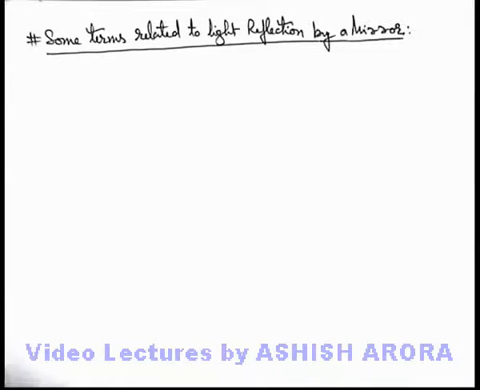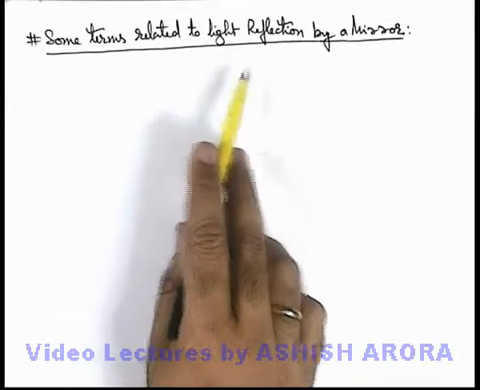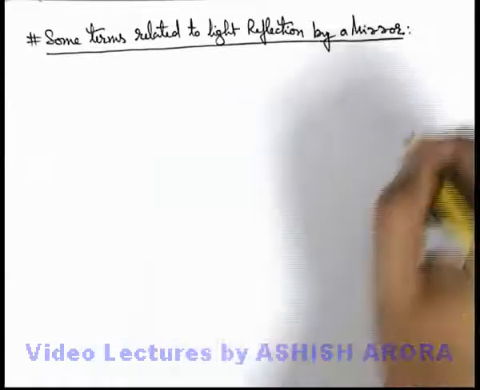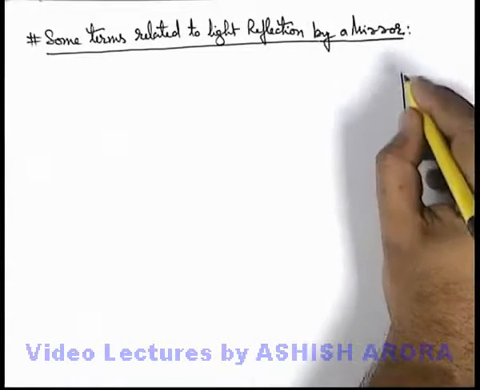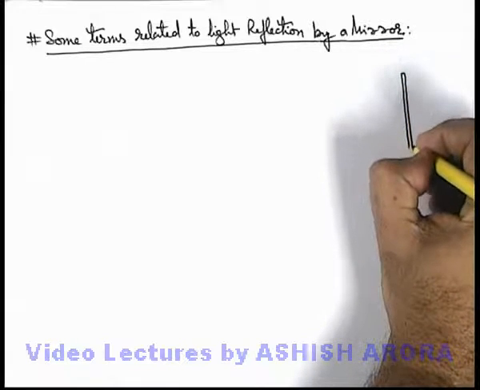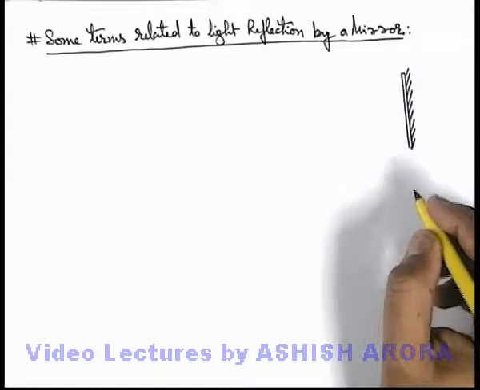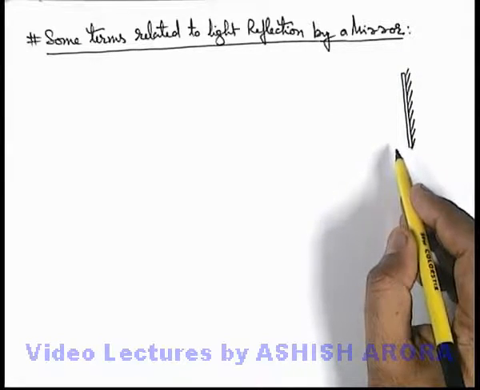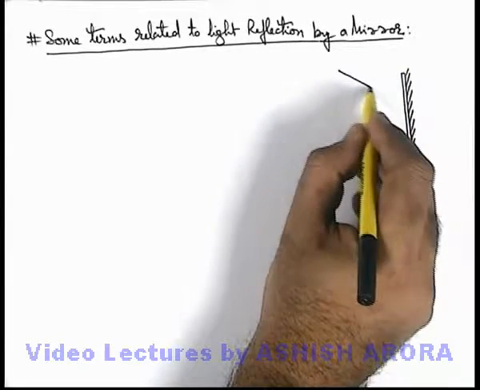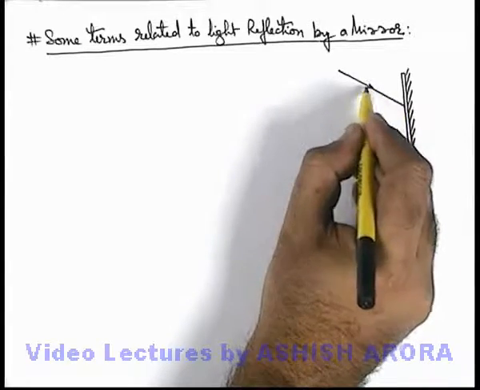Let us now discuss some terms related to light reflection by a mirror. Here we can see a mirror, which is a piece of glass polished on one of its surfaces. So its front face will be reflecting, on which a light ray is incident, which we call the incident ray.